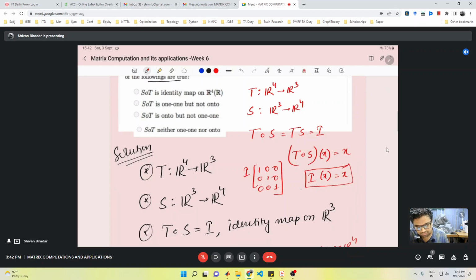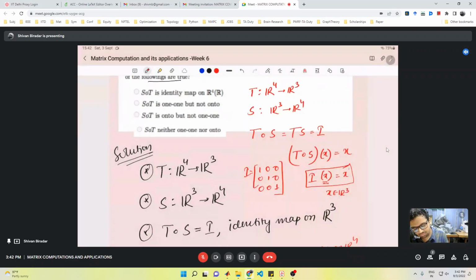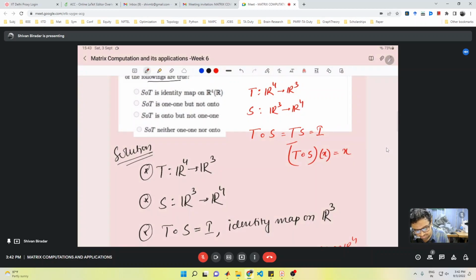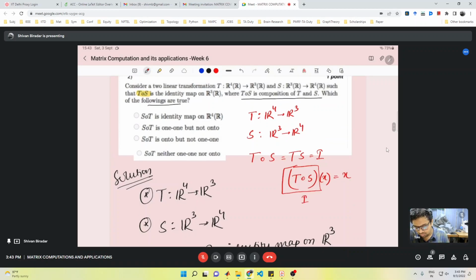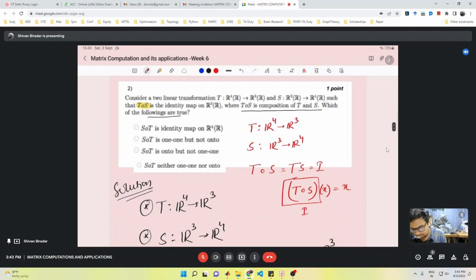When you operate this identity matrix I on any vector X belonging to R3, you get the same vector X. So this is what your identity map is. Now it is given to us that the composition of two linear transformations T and S gives us an identity map I. So the question now is, which of the following is true?